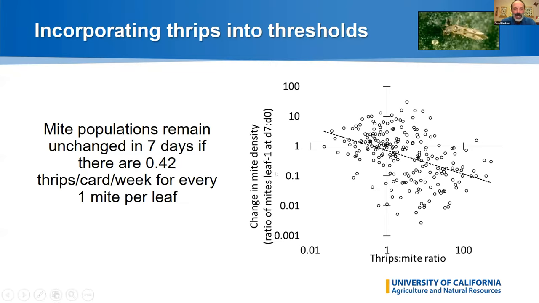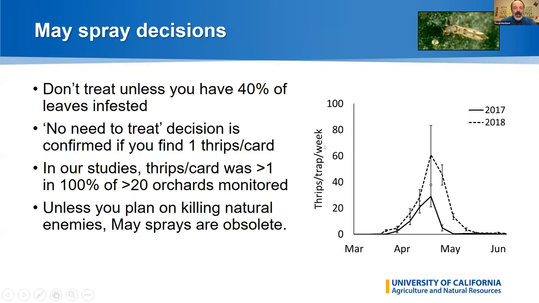Now, we know we're not asking you to count mites per leaf, okay? And we're not asking you to do complicated math. So we simplified all of this. And what it comes down to, I'm going to break it down into a maize spray decision threshold and a hull split decision threshold. So we know just to start off with, you don't need to treat unless you're at 40% of leaves infested, okay? But if you look at 40% of leaves infested, convert that over to mites per leaf and use that previous threshold, what it tells you in May is that you have no need to treat if you have an average of one thrips per card per week in that April to May treatment window, right when those thrips are coming out from their overwintering. So again, put out your cards on the 1st of April.